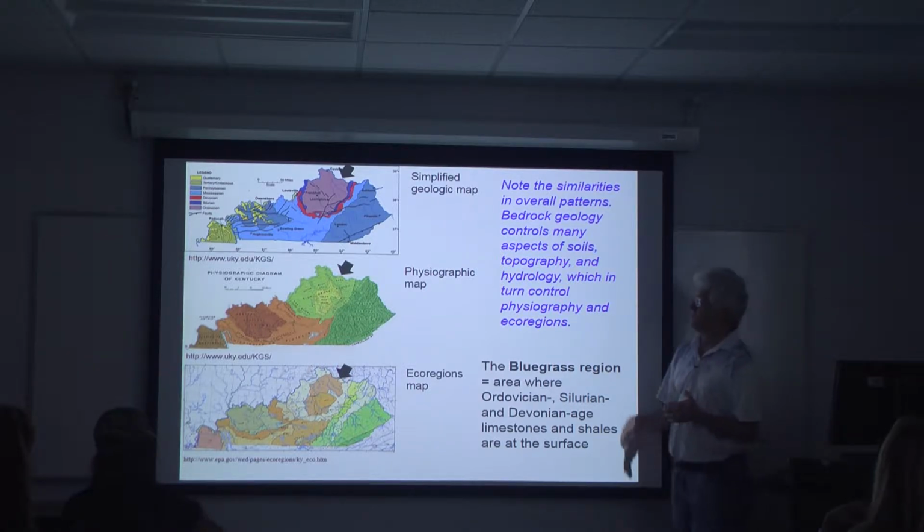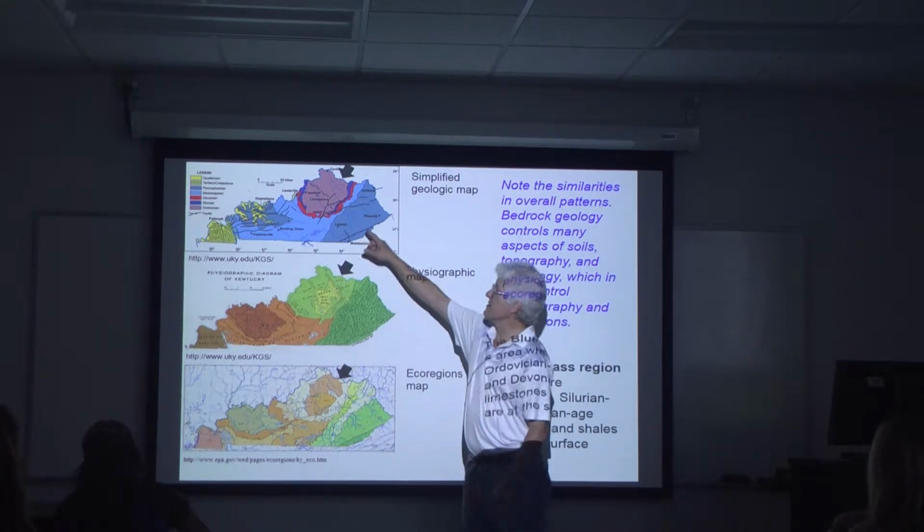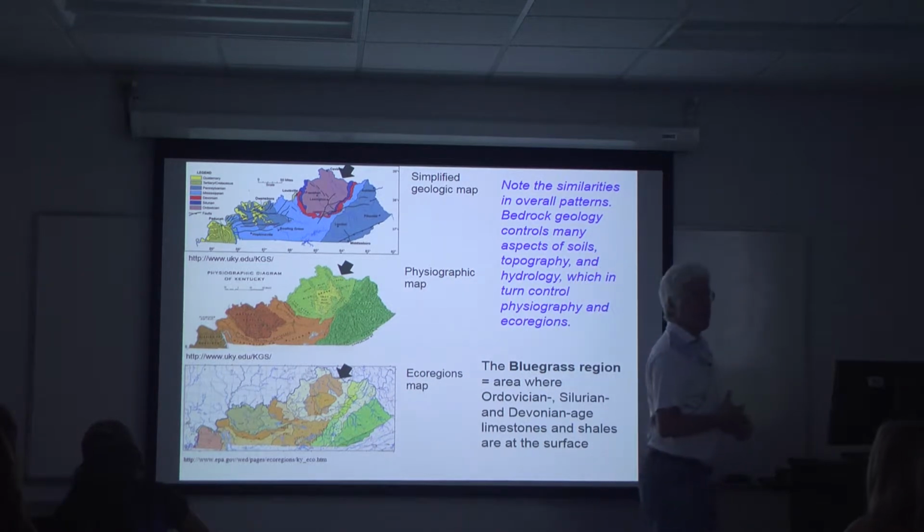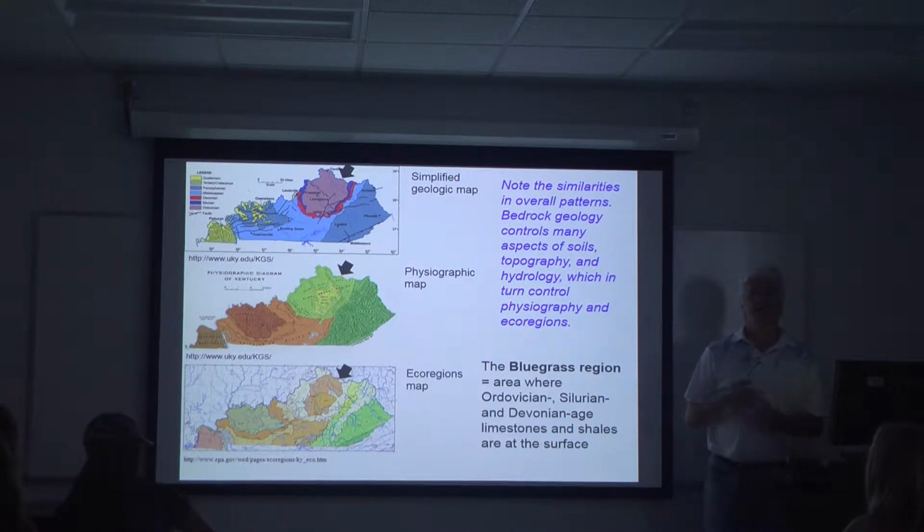And so for geologic purposes, the bluegrass is the area of Ordovician rocks, Silurian rocks, and about half the Devonian rocks. There's a big difference in the Devonian between some limestones at the bottom and some shales at the top that make a change in the topography. Okay? And we'll talk about that here.